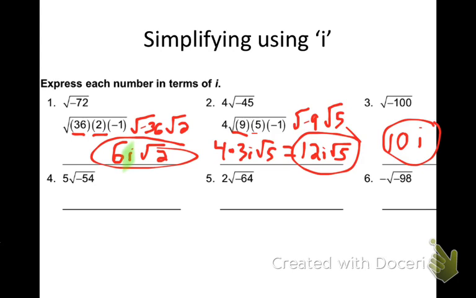Let's try number 4. 5 times the square root of negative 54. I need to break down the square root of 54. I need a perfect square that goes into 54. What did you say? 9 and 6. So the square root of 54 is the square root of negative 9. I'm going to associate the negative with the perfect square. Again, that way I know they come out together. I kind of group them together because they come out together. And then I have the square root of 6. What's the square root of negative 9? 3i. So 5 times 3i square root of 6 gets me 15i square root of 6.